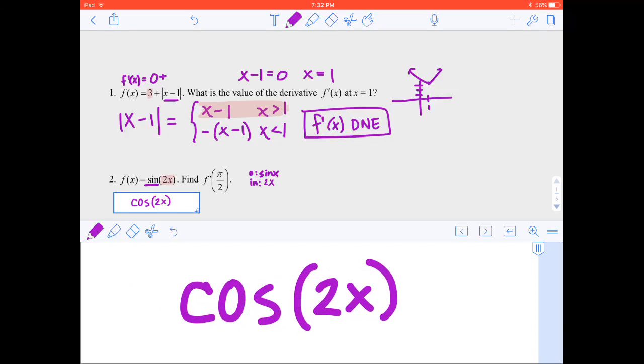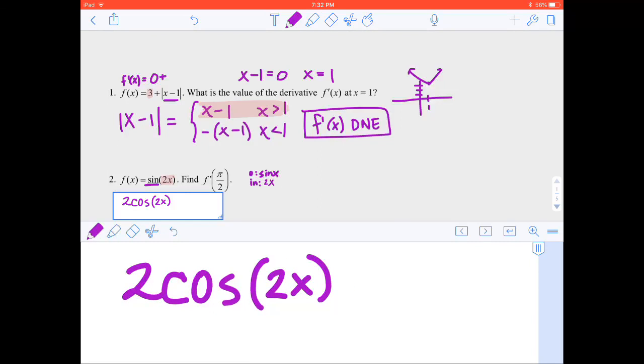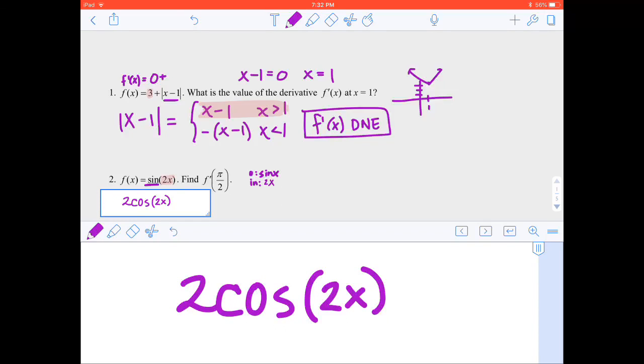And I can just put it right out in front. So just keep telling yourself that. The chain rule says you want to take the derivative of the outside, keep the inside, times the derivative of the inside. The more you say it, the easier it gets for you to use it.